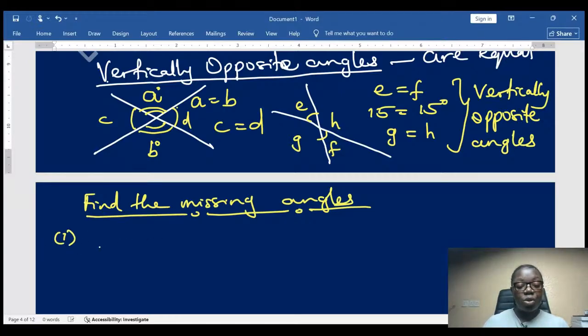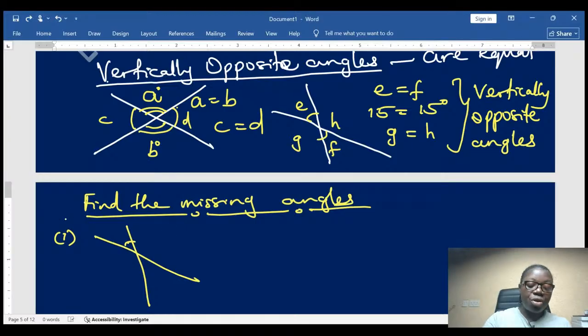Okay, find the missing angles. Now let's look at the first one. We have an X diagram like this. In this X diagram, I have 46 degrees. Then I've been asked to find angle M. Angle M is facing 46 degrees.